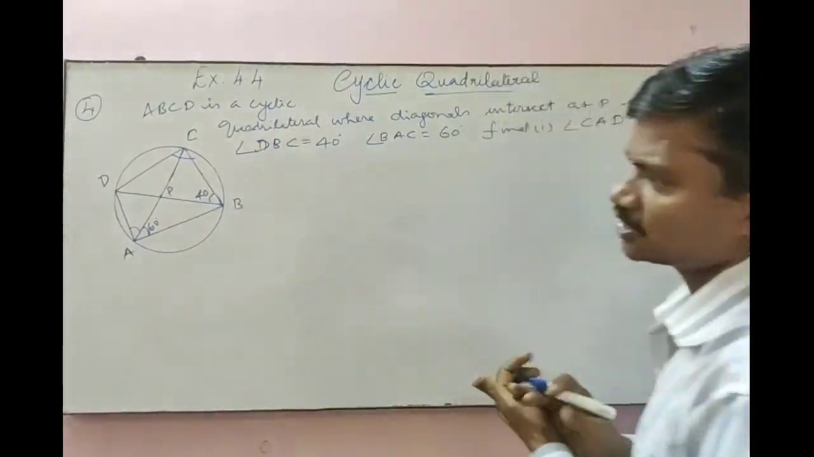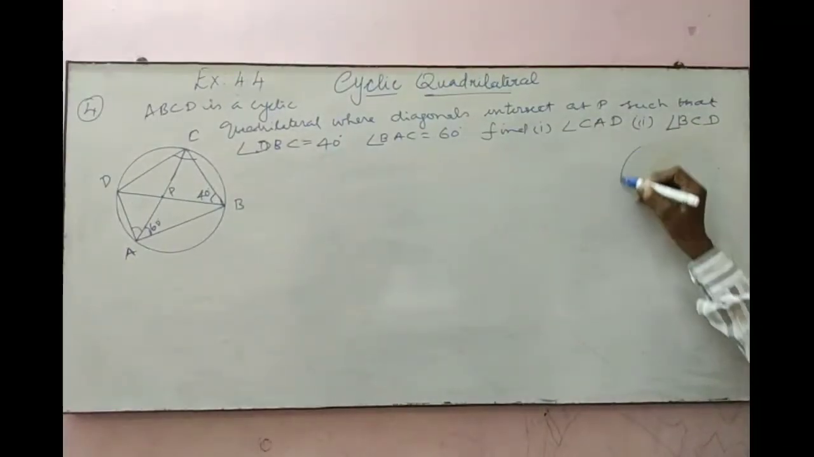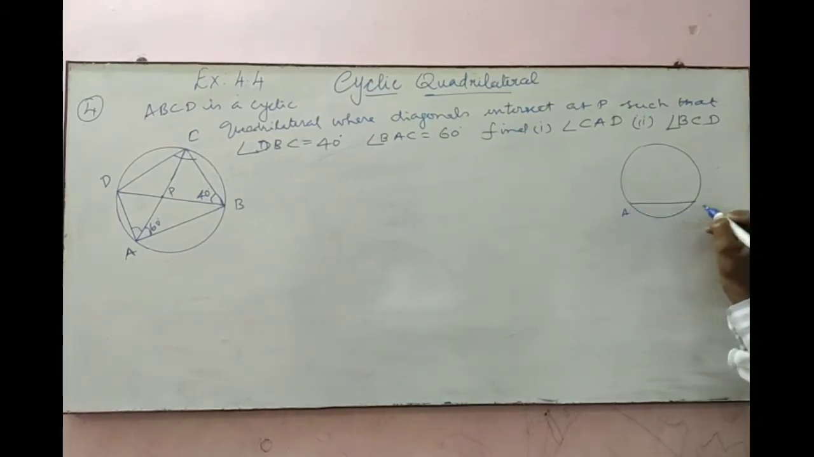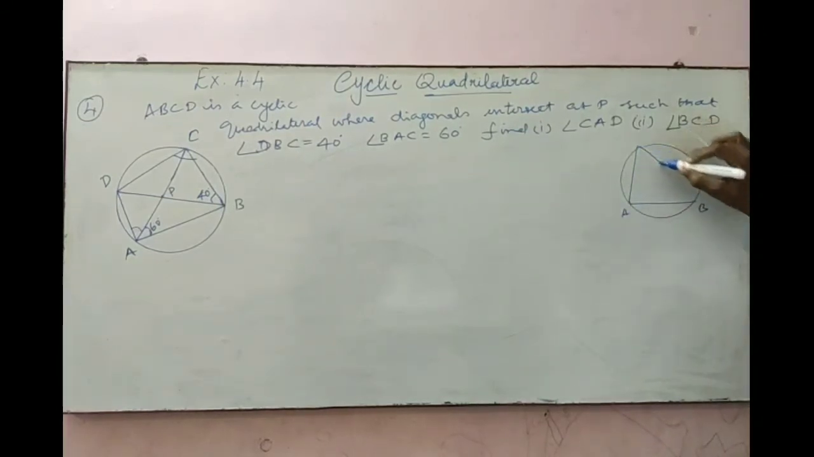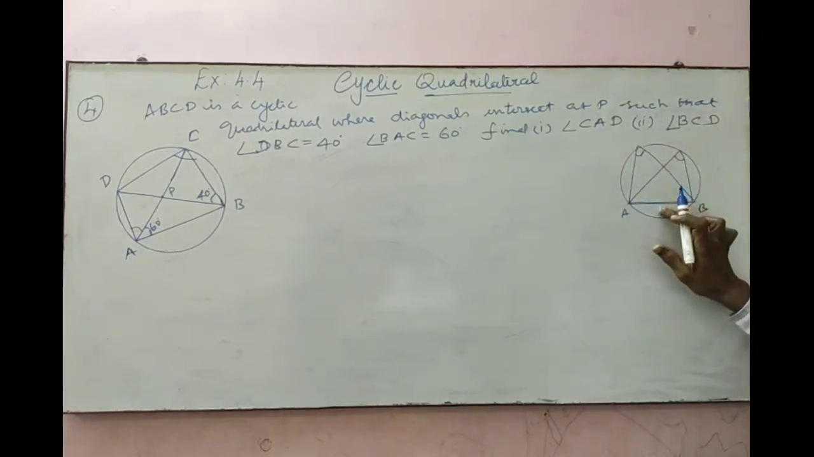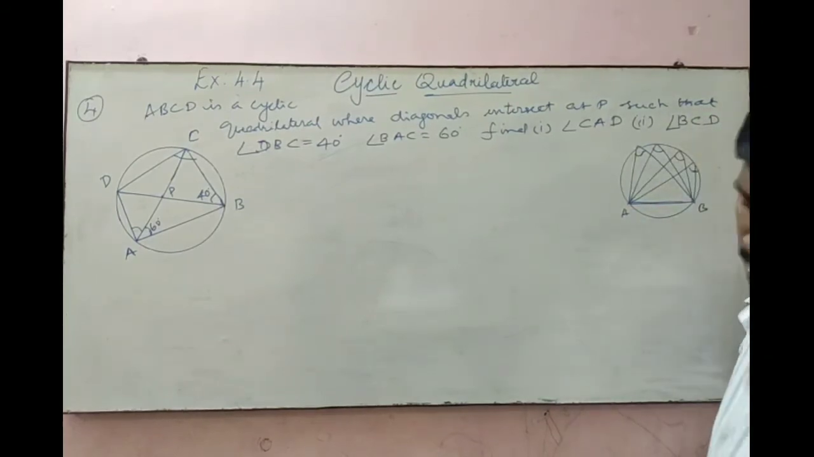So you are going to use a new concept here, that is, angles in the same segment are equal. If there is a chord AB and we draw angles in the same segment, this is one angle and this is another angle. This is the major segment and this is called the minor segment. If we draw triangles, all these angles are equal. So that is, angles in the same segment are equal.